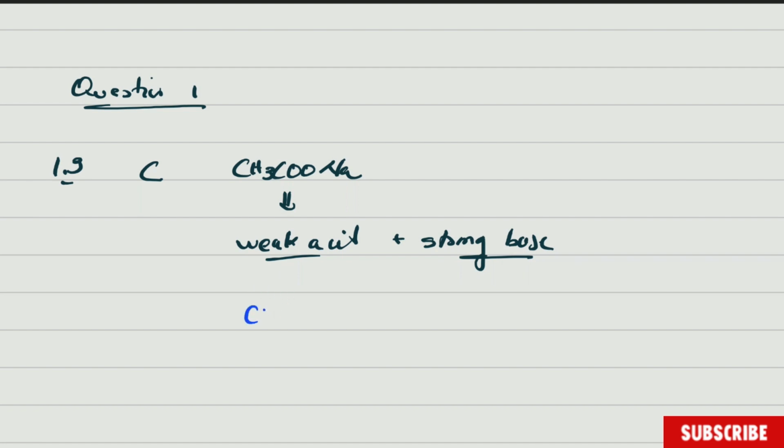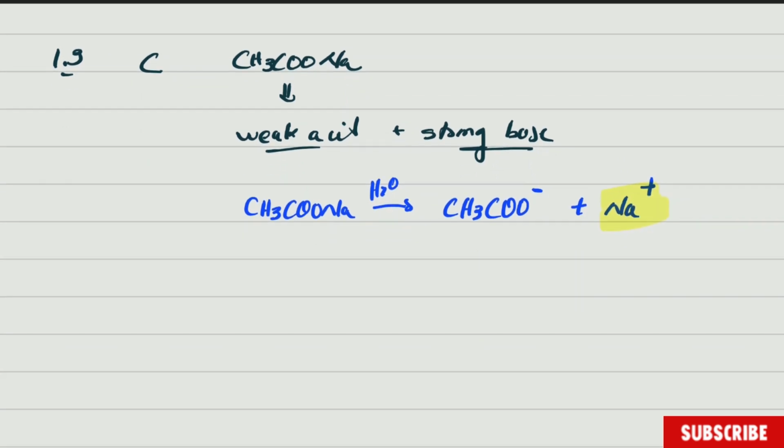So when CH3COONa dissociates in water, H3O, my goodness, is H2O. Dissociates in water, you have CH3COO minus, and you will have Na+. Na+ is an ion of a strong base, so it does not undergo hydrolysis. But the CH3COO minus goes further and reacts with water.